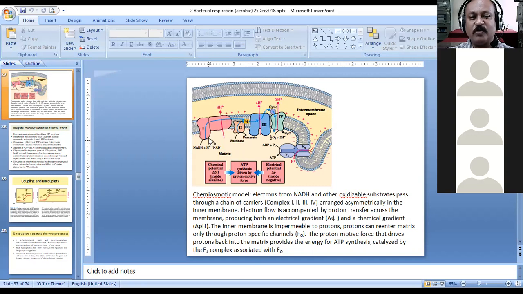The electron flow from complex 1, or rather NADH, to oxygen is also accompanied by proton transfer. We have already seen that 10 protons are transferred across the membrane, and that produces both an electrical gradient and a chemical gradient. The electrical gradient we refer to as delta psi, in the bracket it is written here, and the chemical gradient is referred to as delta pH because there is a change in the pH across the membrane.